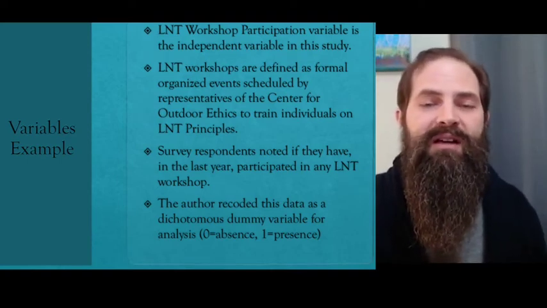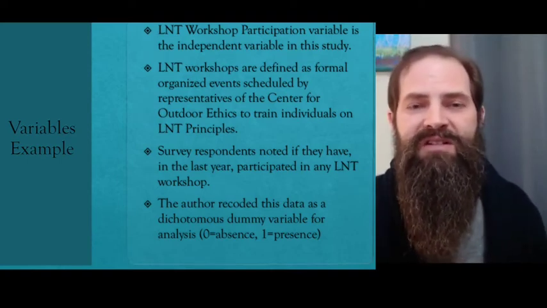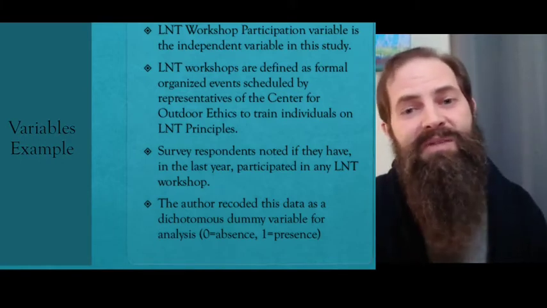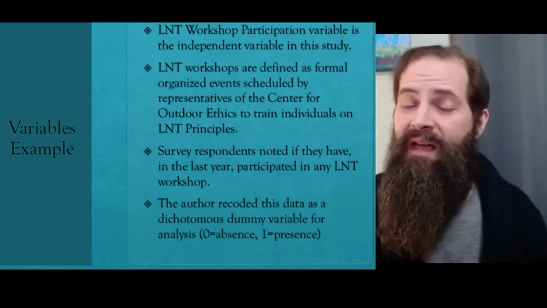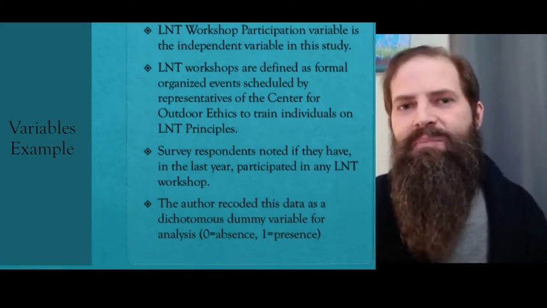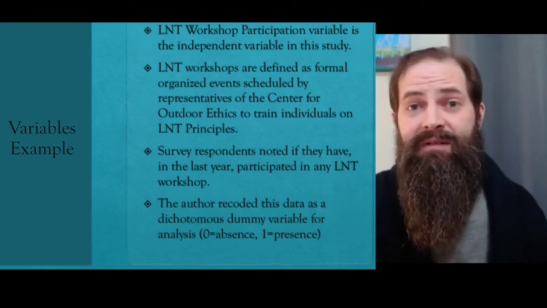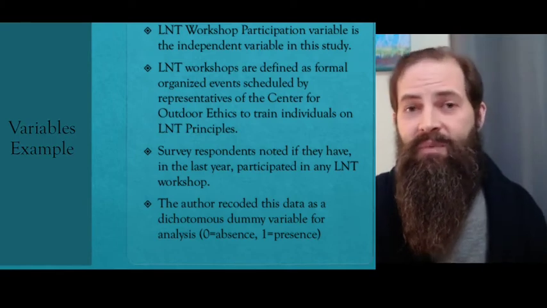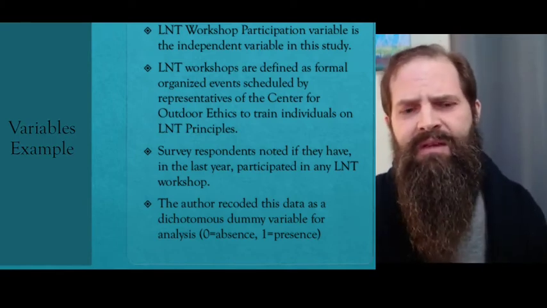When we do a dichotomous dummy variable, we code a 0 to mean the absence of the trait, and 1 means the presence of the trait. So in this case, a 1 means they went to the LNT workshop, and a 0 means they didn't, because maybe they were getting pizza or something that day. I don't know. Maybe they were busy. But they should have gone because it's a great thing, but they didn't. It's okay. We're not going to dwell on that, Dr. Maples, whatsoever.